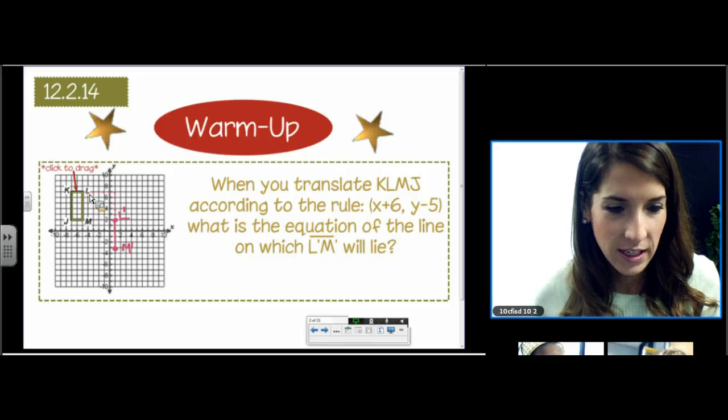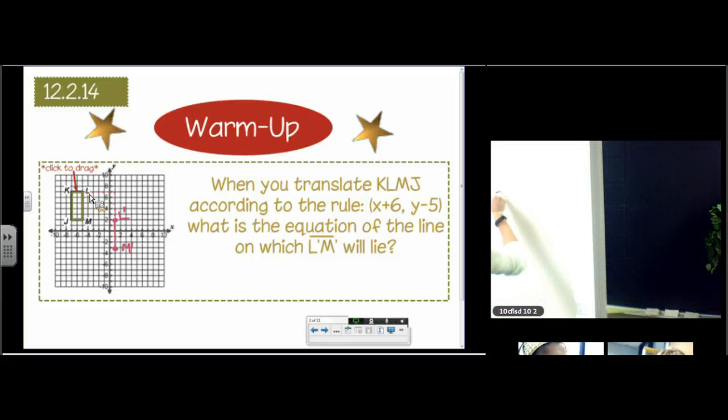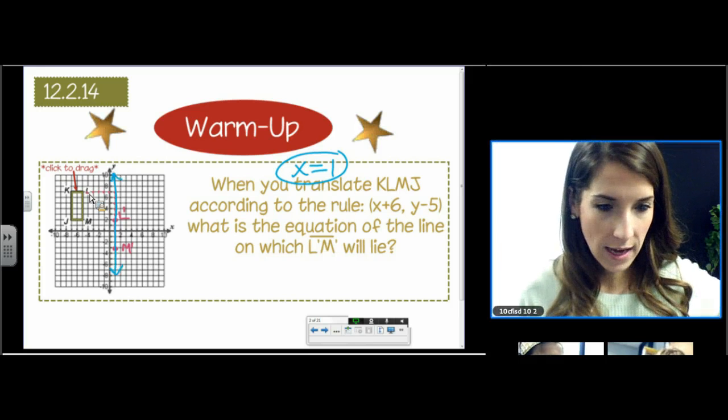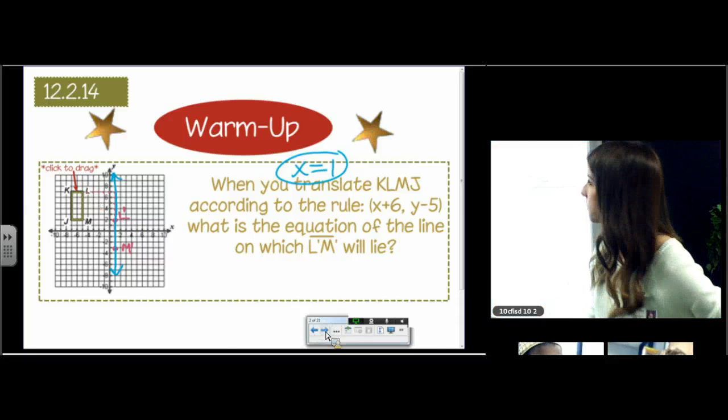Yay, Johan's first. X equals 1. Very good. The equation of that line is x equals 1. This line is intersecting the x-axis exactly at 1, and so that is the equation of the line.